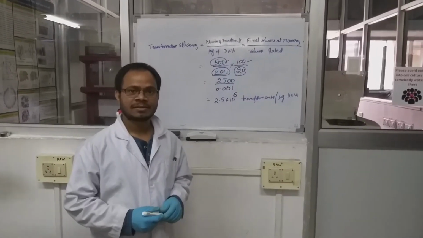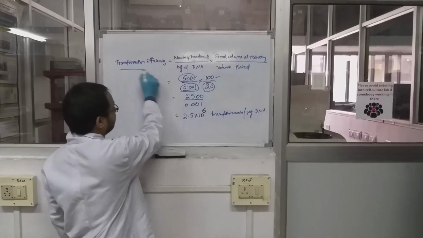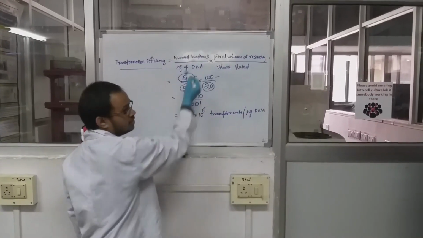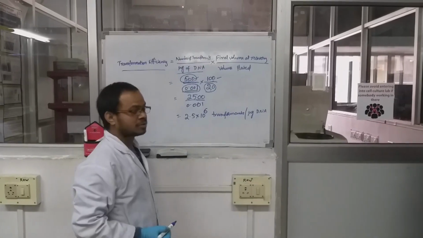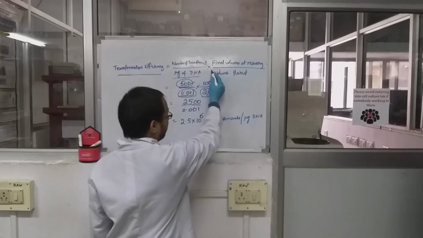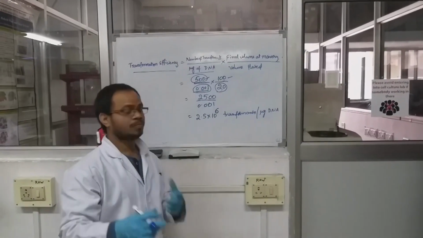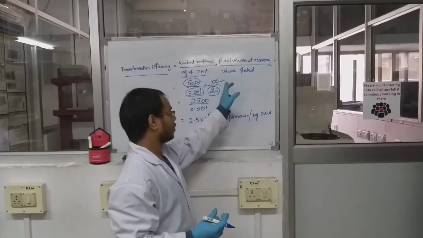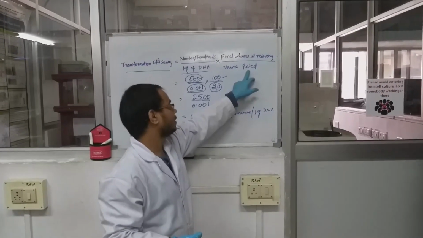Now we will calculate the transformation efficiency. There is a formula for transformation efficiency: the number of colonies you got on that plate, divided by the micrograms of DNA you used, multiplied by the final volume at recovery, how much volume you recovered, that is 100 microliters or based on your choice, and divided by how much volume was plated.